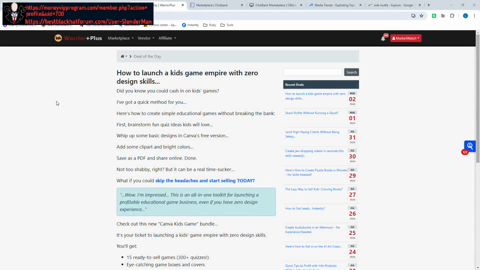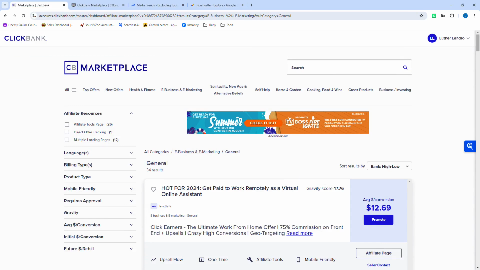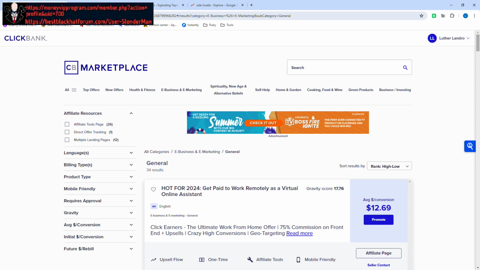So let's move on out of Warrior Plus and into ClickBank. So okay, create a ClickBank account. You can do it as a personal account or as a business account, and it's free, right? So just do their account setup, takes just a minute, and then we can go through this marketplace together.